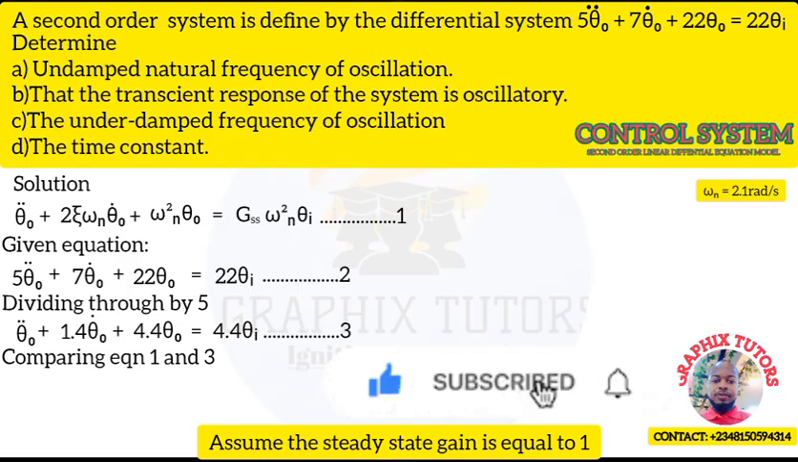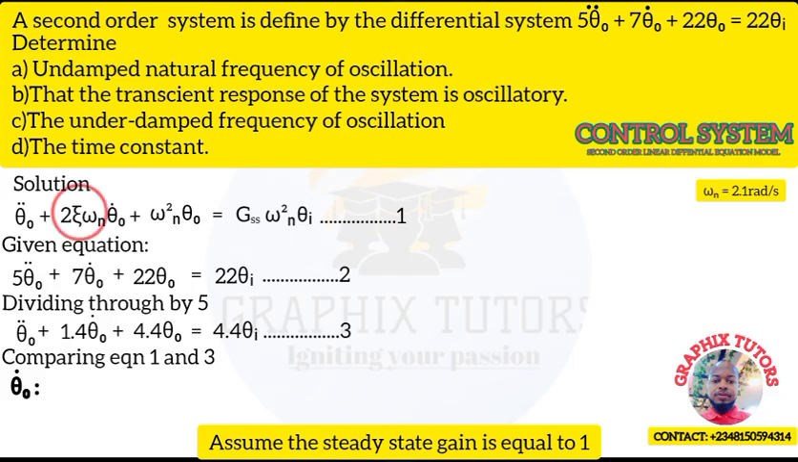So 2.1 rad per second is our undamped natural frequency of oscillation without damping. Now, for the damping ratio, we'll be comparing theta sub O with dot on it. Why? Because the quotient of theta sub O with dot on it is the damping ratio and the natural frequency. So we're comparing it in equation 1 and also in equation 3, in that way, we'll be able to get our damping ratio. So let's proceed.